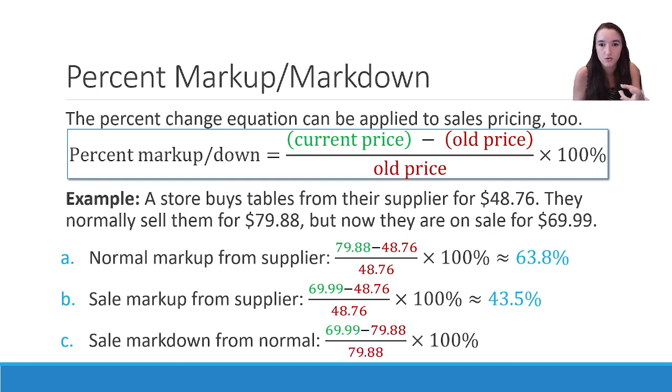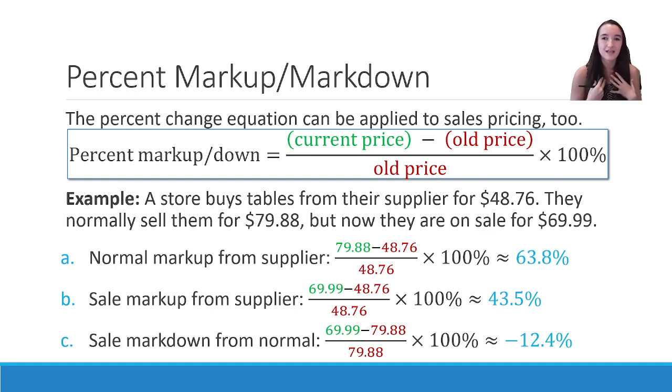So the old price is changing to the $79.88 because that's what I'm referring to as my old value, and my newer value is the $69.99. Now notice when I do this, $69.99 is a lower number than $79.88. So when I do that subtraction, I end up with a negative number. Multiplying by 100, I'll end up getting negative 12.4%, which again, essentially means they discounted it, right? A negative means it's a markdown.